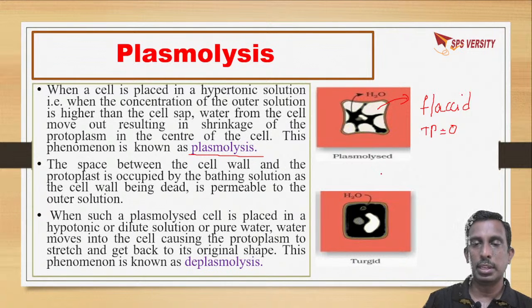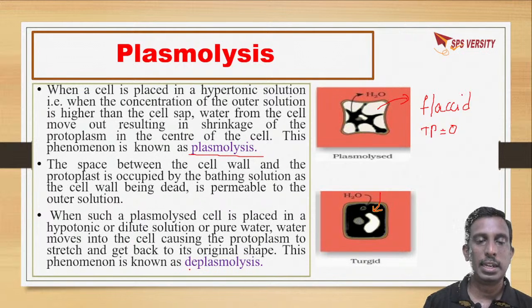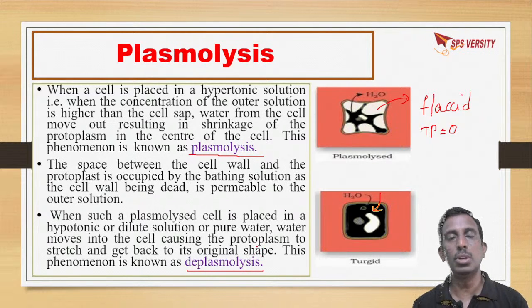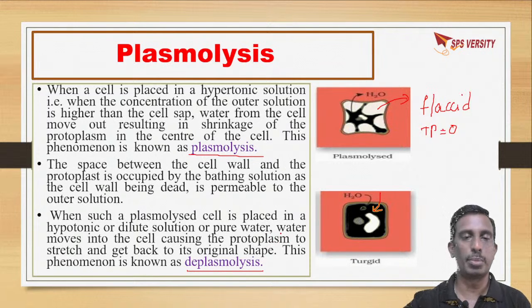But again, when you keep the same cell in hypotonic solution, that is, a dilute solution, water will enter into it. Again it comes to normal state, which means it becomes turgid. This is called deplasmolysis. So this is about water potential, solute potential, pressure potential, turgor pressure, wall pressure, and the three types of solutions.